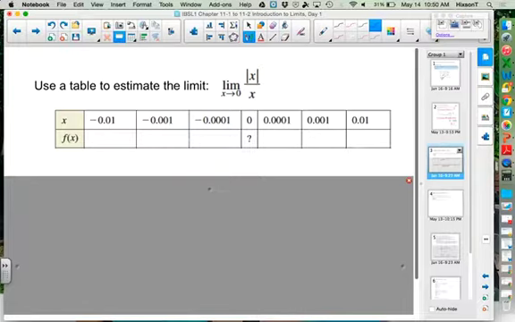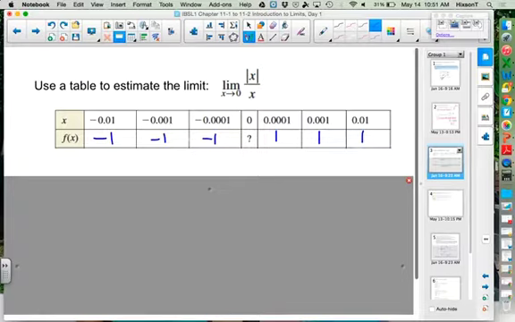All right, so question, what do you get when you plug in negative 0.01? Negative 1, because it's positive 0.01 over negative 0.01, so negative 1. What do you get when you plug in negative 0.001? Negative 1. What do you get when you plug in this? 1. How about this? 1. Okay, so what value are we approaching as x approaches 0?